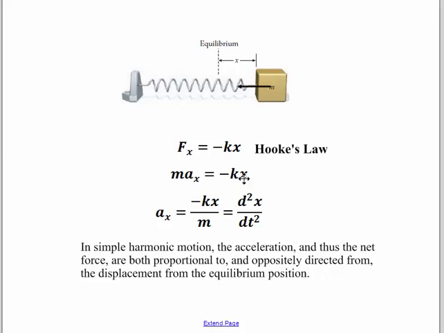Now we also know that net force is always equal to the mass of the object times the acceleration, so we can set those equal to one another. So we could solve for the acceleration and divide both sides by mass and say it's equal to minus kx divided by mass. We also know that the acceleration of an object is equal to the second derivative of the position equation with respect to time. So note that in simple harmonic motion, the acceleration and thus the net force are both proportional to, but in the opposite direction from, the displacement from the equilibrium position.